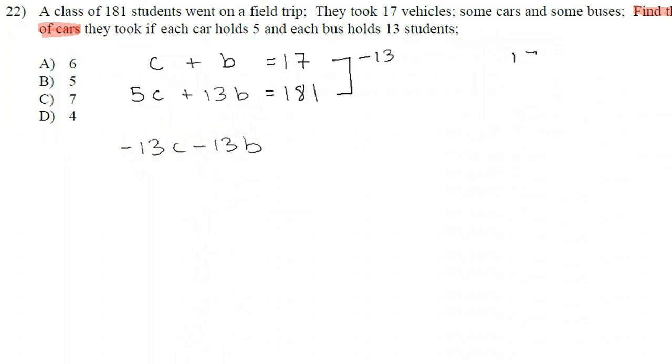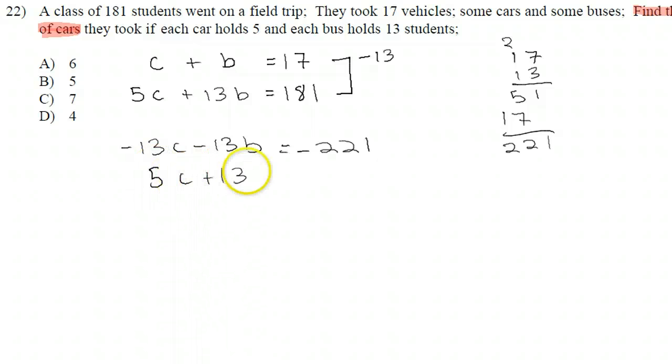And let's just do a little scratch work on the side. 13 times 17. We get 221, negative. And I'll copy this other one underneath it. So eliminating now, those B's cancel out.